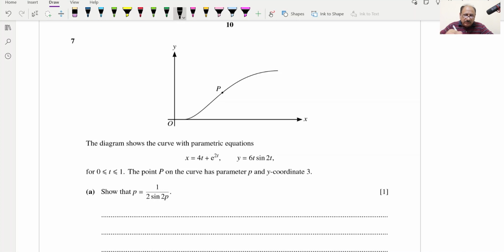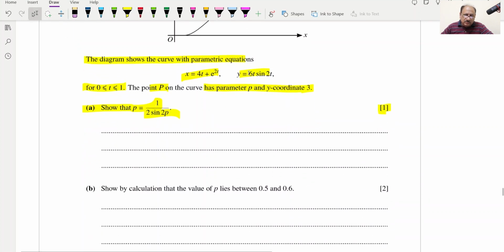Question number 7 says the diagram shows the curve with parametric equations, this one and this one, for the range t from 0 to 1. The point P on the curve has parameter p, and the y coordinate 3. Show that p is equal to this. It's a 1 mark question. This question number 7 is a little tricky.